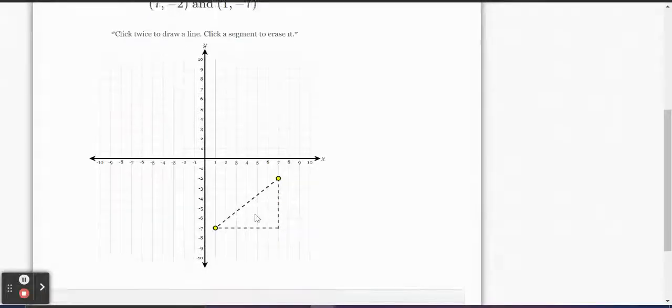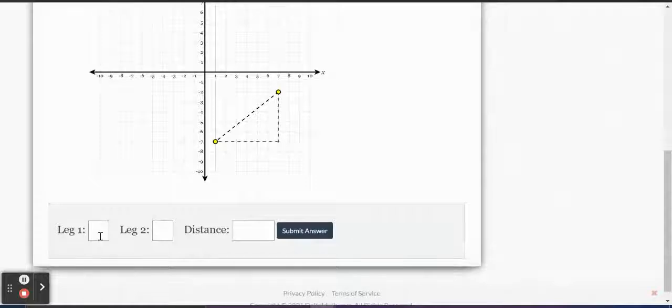So now what you have to do below is answer the question. So the legs, okay? It doesn't matter which leg is which, okay? You know the legs consist of the two sides that make up the right angle. So this is one leg and this is the other leg. All right, so leg one, it's 1, 2, 3, 4, 5, 6. So I'm going to click in here, type in 6. This one is 1, 2, 3, 4, 5. So leg 2 is 5.